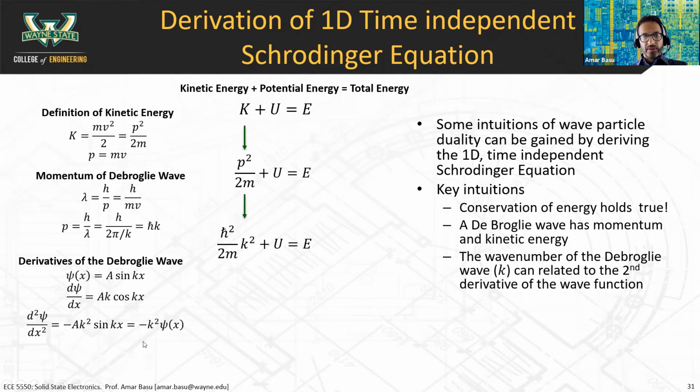Now we're going to use this fact and plug that into this equation here. If we solve for k squared, k squared is equal to 1 divided by psi of x times the second derivative of psi of x. That's just rearranging this last equation. So why do we do this? This k squared is what we're going to plug in here.